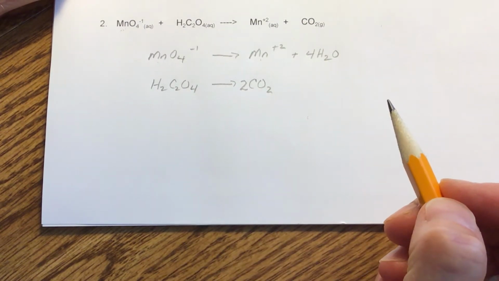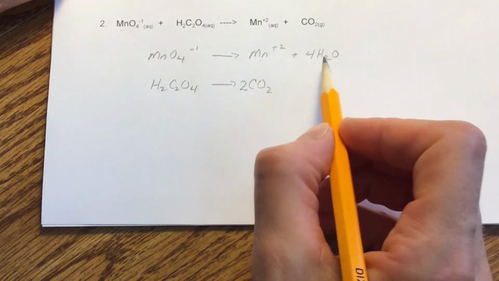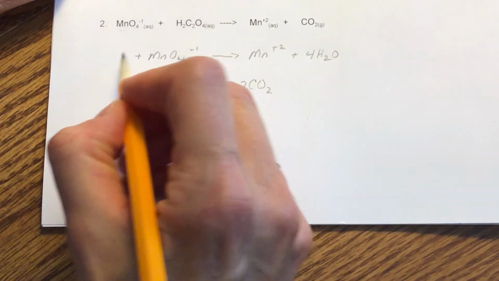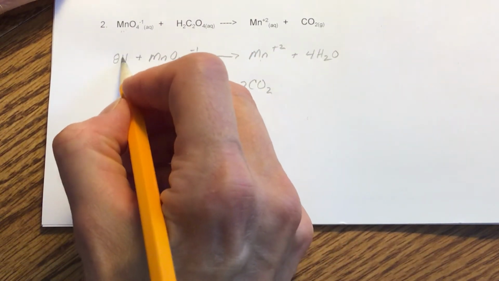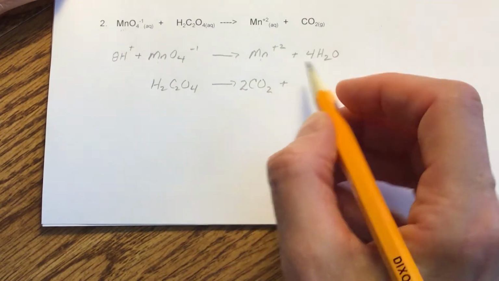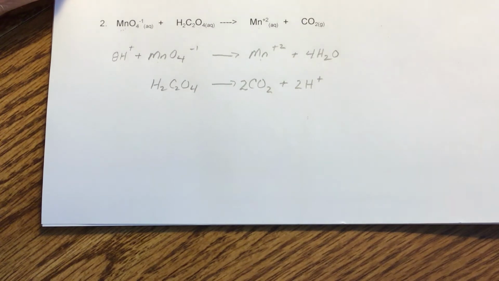Now I'll balance the hydrogens by adding protons to the side that's lacking in hydrogens. So in the first reaction, I've got 8 hydrogens as products, so I'll add 8 protons to my reactants. And in the second equation, I need 2 hydrogen ions as products.